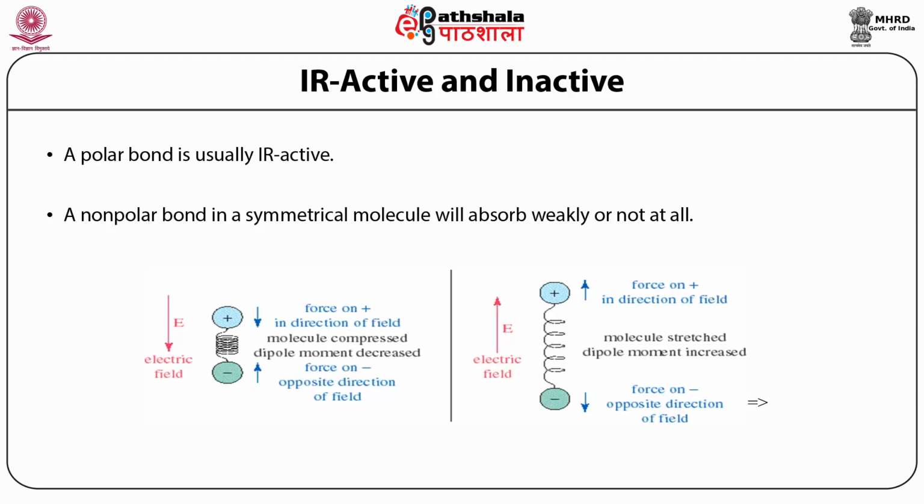For example, you can see here, shown in a spring model, that if the 2 forces, positive and negative, act in opposite directions, then the molecule is compressed and its dipole moment decreases. If the 2 charges have forces in the opposite direction, then the molecule is stretched and the dipole moment increases, and that's when the electric field increases, you get more signal, and the stretching occurs.